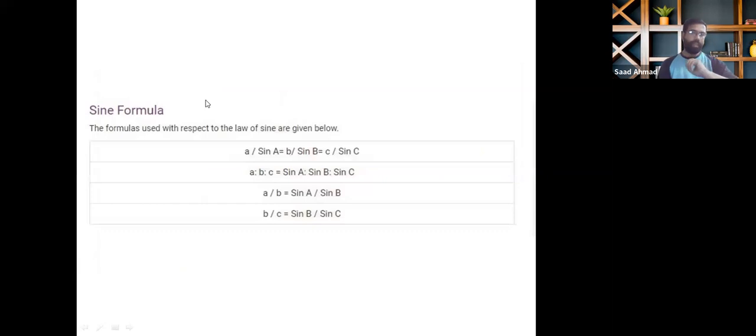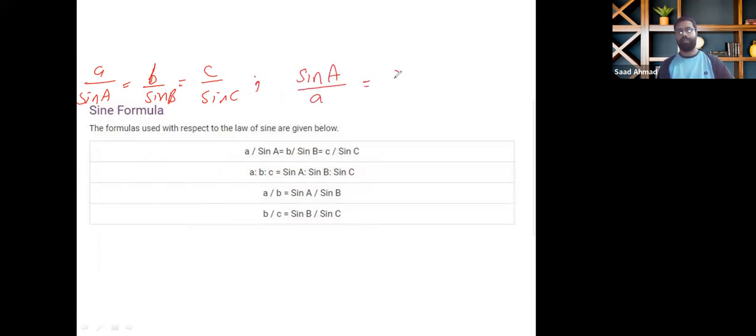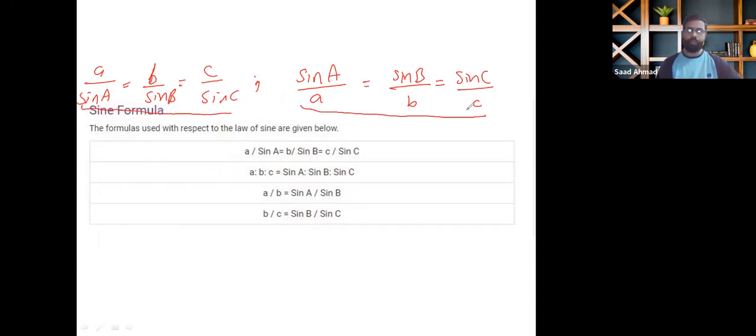There are different forms that we can use of the law of sines. The first one is the same that we just wrote: a over sine A equals b over sine B equals c over sine C. And we can also flip them and write sine A over a. We can also have this. They both work for it.